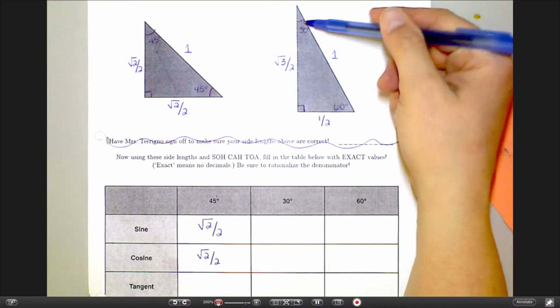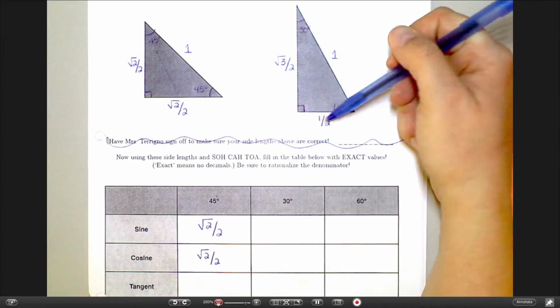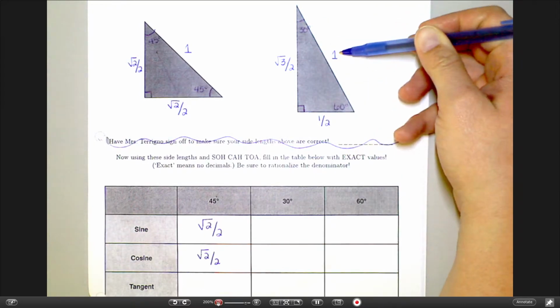All right, how about sine of 30? What's opposite from this 30? The 1/2, and it would be over the hypotenuse, which is 1.